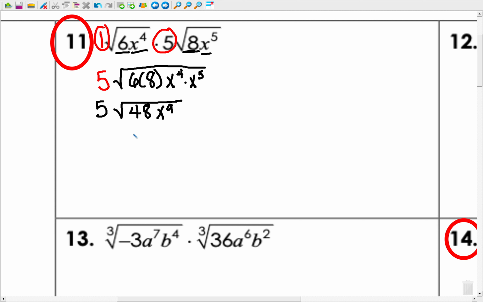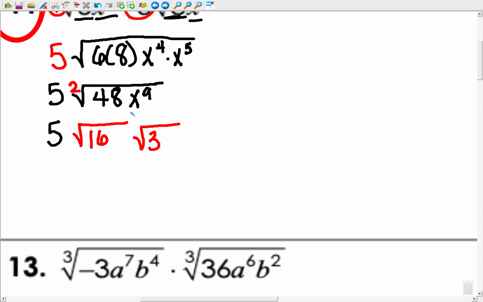And then if you remember, x to the 4th times x to the 5th is going to give me x to the 9th. Now I can't leave it like this, okay, because the square root of 48 can be broken down. I know this because 16 times 3 is 48. When you look at your variable, your exponent has to be a multiple of 2. Is 9 a multiple of 2? No. But I can extract 8. So that means I will put 8 here, and the remaining 1 will go here.